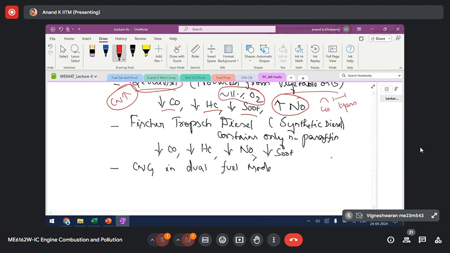Fischer-Tropsch diesel, it's also called synthetic diesel. The source is synthesis gas. Synthesis gas is CO plus H2. So through a chemical treatment, you can convert this synthesis gas into Fischer-Tropsch diesel, which contains primarily normal paraffin. Unlike conventional diesel, which contains different hydrocarbon classes, this fuel contains primarily normal paraffin, up to 90%. CN number of this fuel is around 70, which is much higher than diesel.